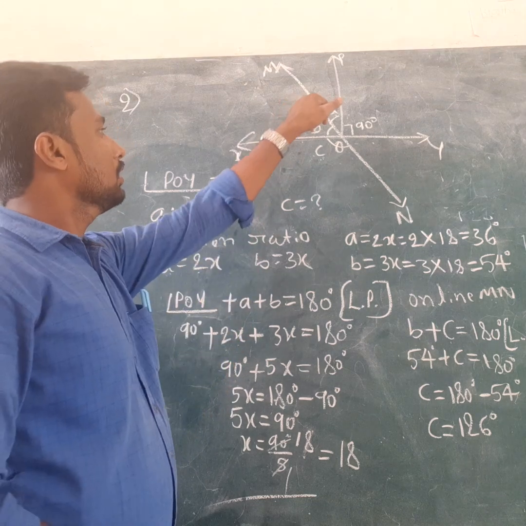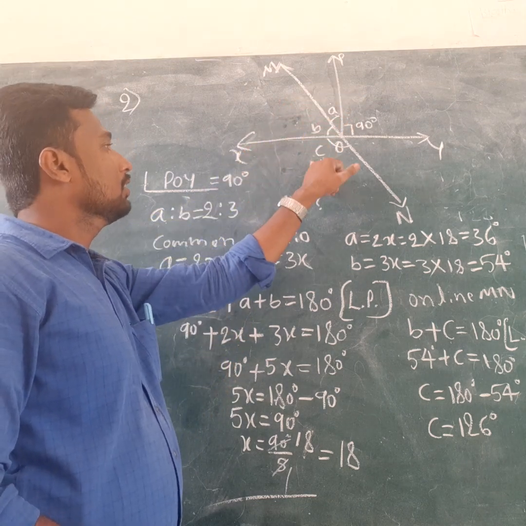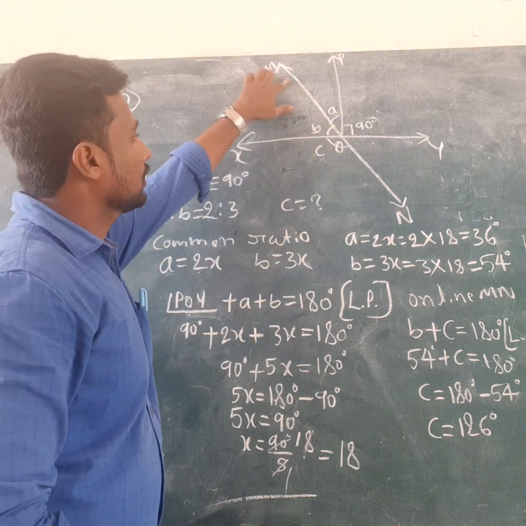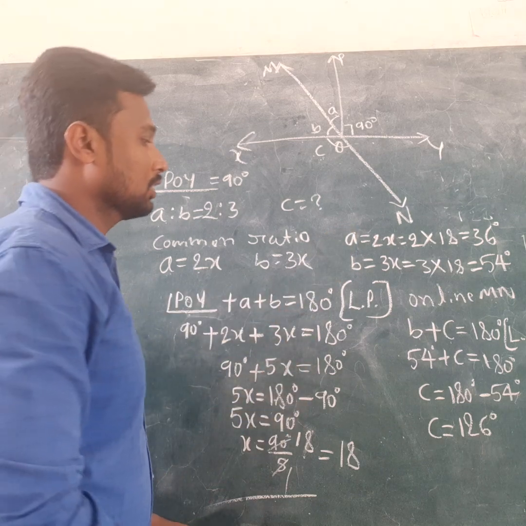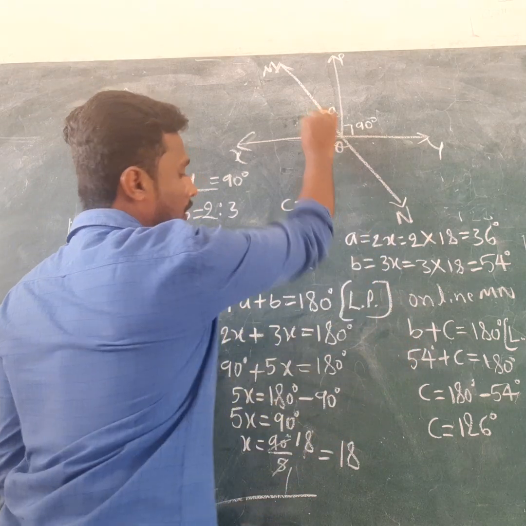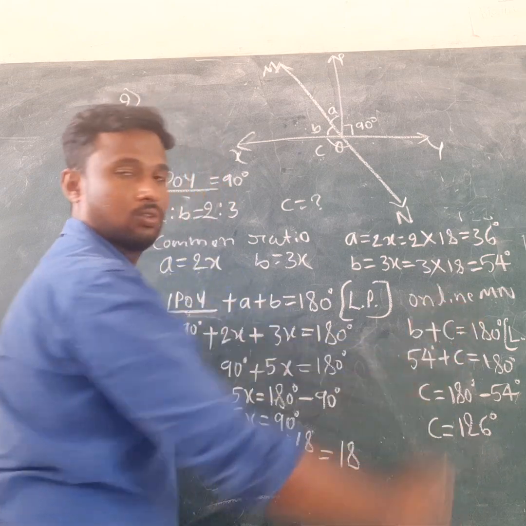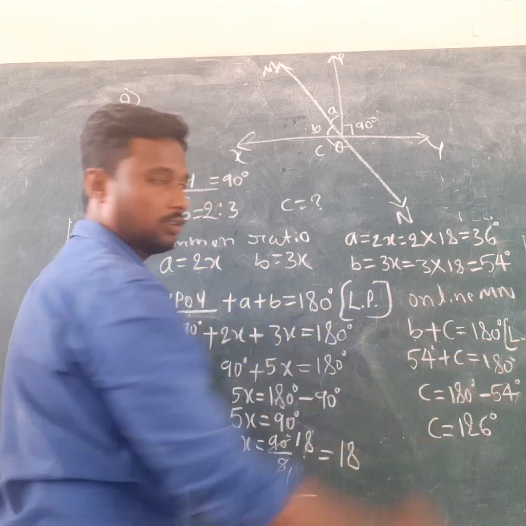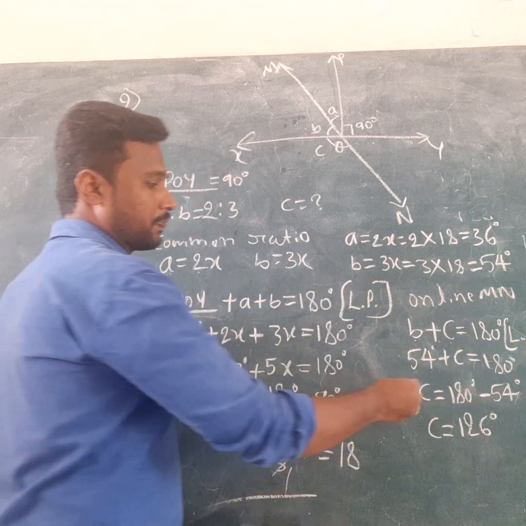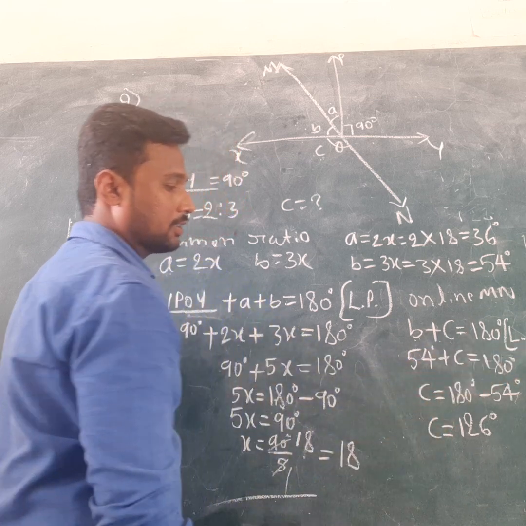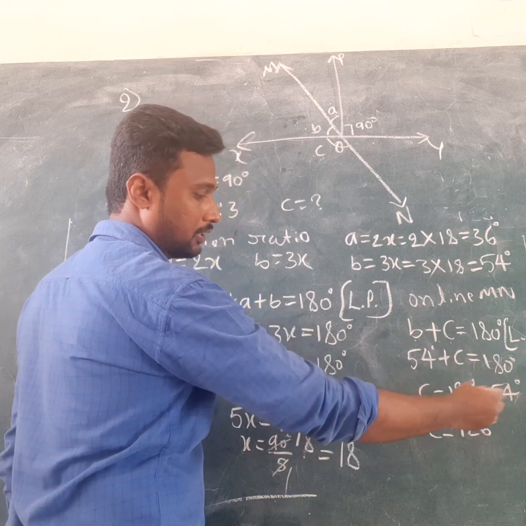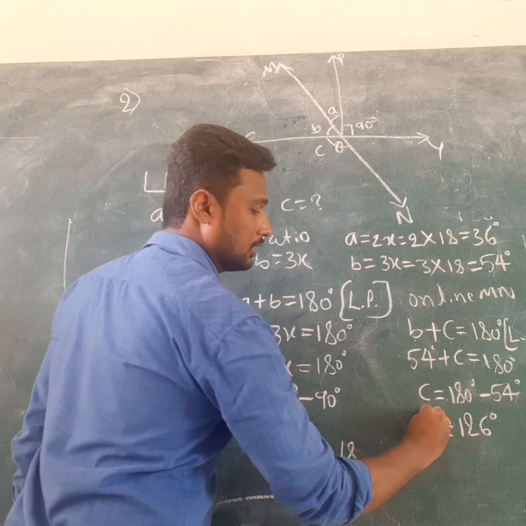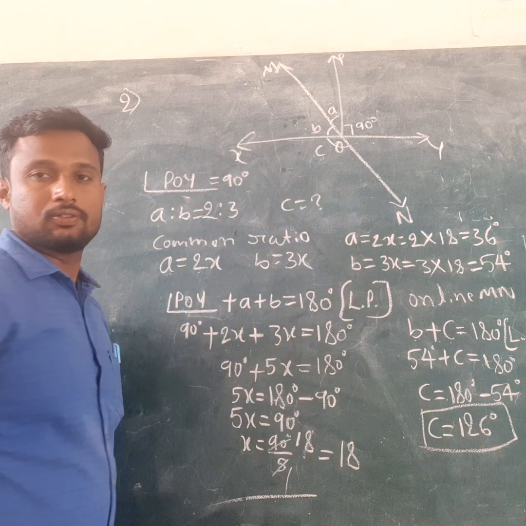So by using the angle B, I can calculate angle C, because angle B and angle C are on straight line MN. So by using linear pair, angle B plus angle C equals to 180 degree. So angle B value is 54 degree plus C is equal to 180 degree. So now I will move this 54 to right hand side. Now it becomes my negative integer. So C is equal to 180 minus 54. So now the final answer is C is equal to 126 degree.